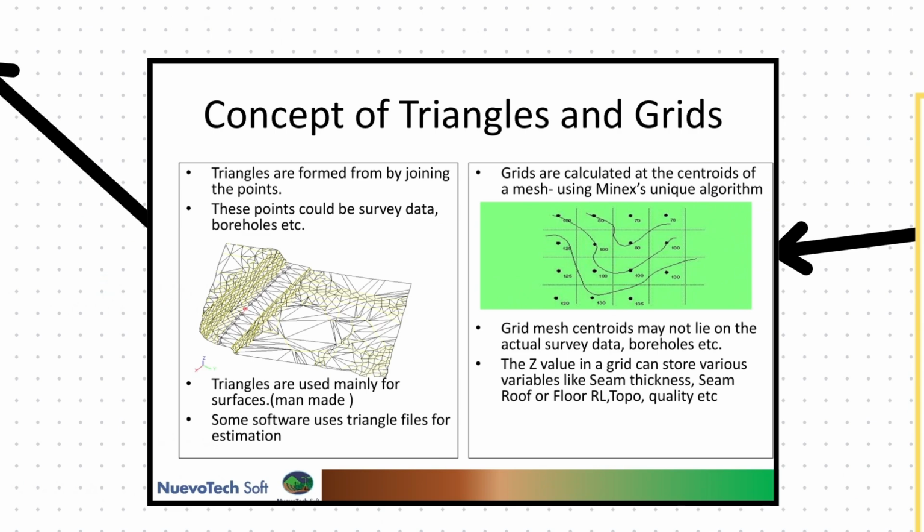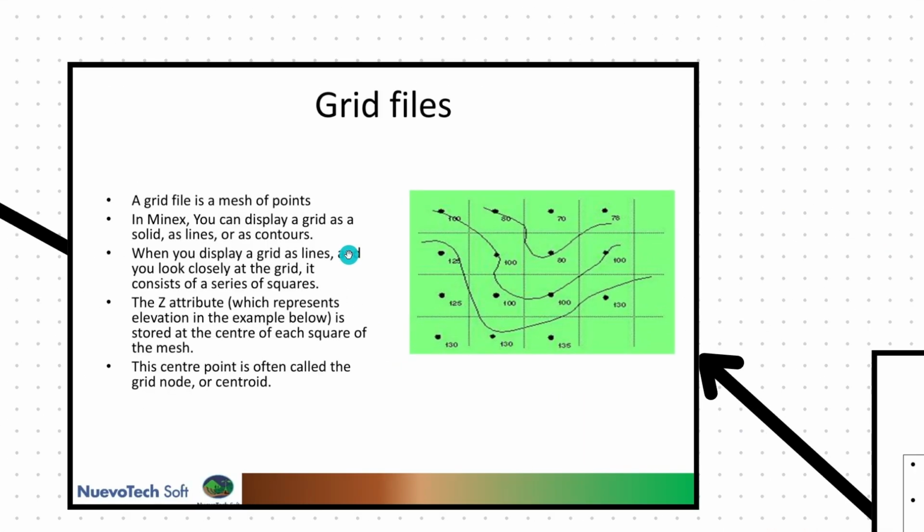Minex uses a combination of triangular networks and grids. First, we form the triangles by connecting data points like borehole points and survey points. This triangular mesh represents the surface, for example the seam roof surface in the coal deposit. Then Minex computes the grid, a regular mesh of points at the centroids of these triangles. Each grid node holds information like XYZ, where Z might represent the seam thickness, topography, quality and other attributes. For example, the Z value of the thickness grid denotes the seam thickness at that location. This method ensures a smooth geological surface for the stratified layers.